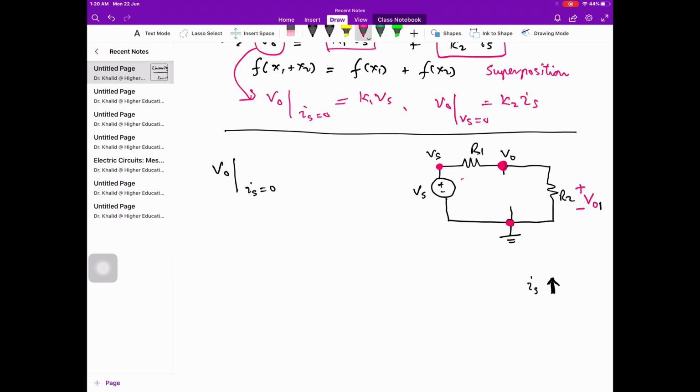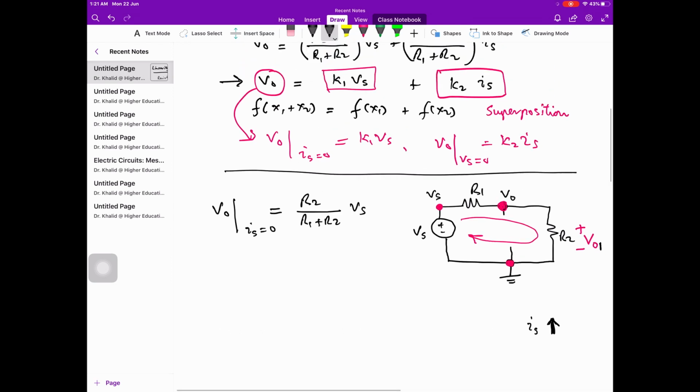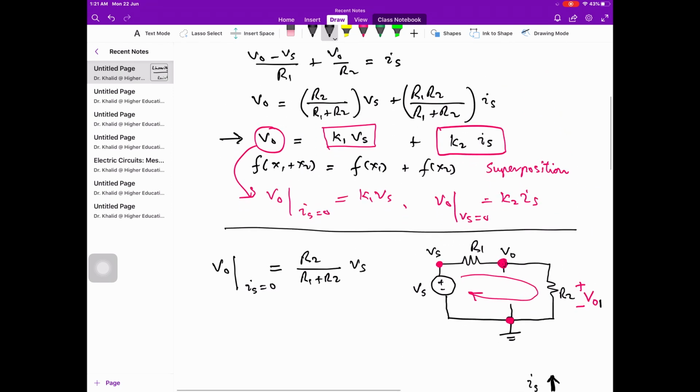It is very simple to find VO1 only due to Vs, using the voltage division rule. This is equal to R2 divided by R1 plus R2 times Vs. And you see that this part of the output only due to Vs is already shown above.